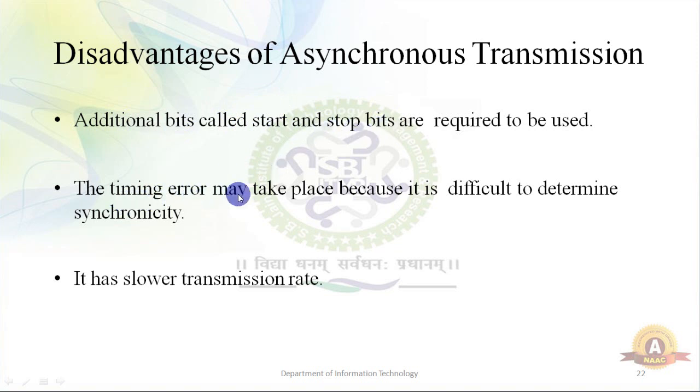Timing errors may take place because it is difficult to determine synchronicity. So to determine synchronicity here, a timing error can occur. Whenever data is sent from source to destination, it is a difficulty whether it is received properly or not. It has a slower transmission rate. We already know why it is slower: in asynchronous transmission we use start and stop bits and gaps. That's why it has a slower transmission rate.